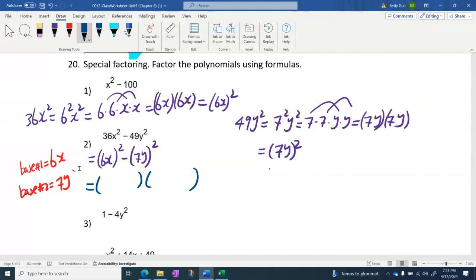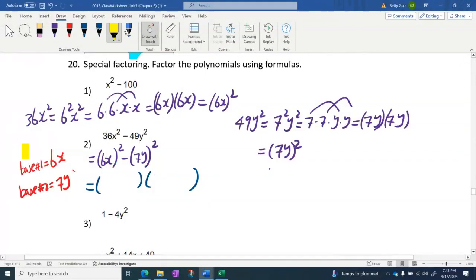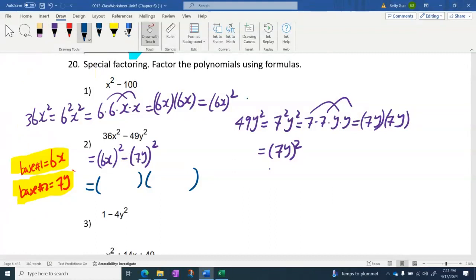If you agree that it is a difference of 2 squares with the first base 6x and the second base 7y, I would recommend you do the same thing, guys. On your scratch paper, write down the first base and the second base. And what's the factorization?